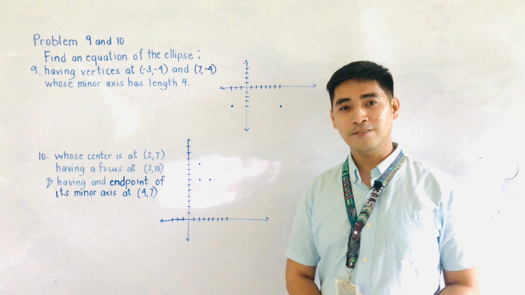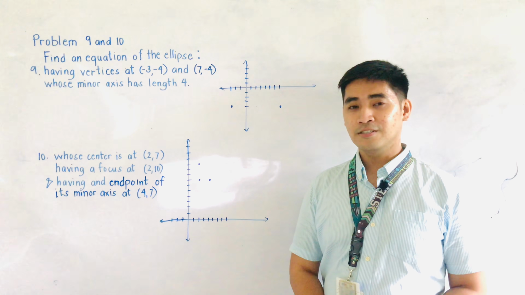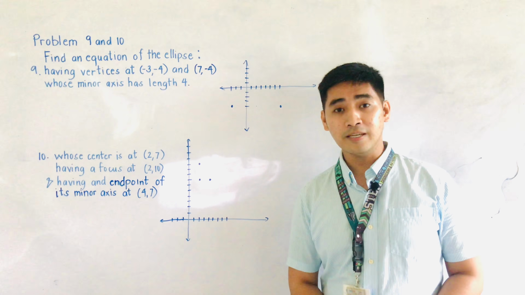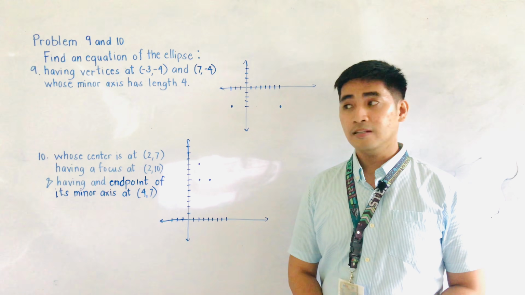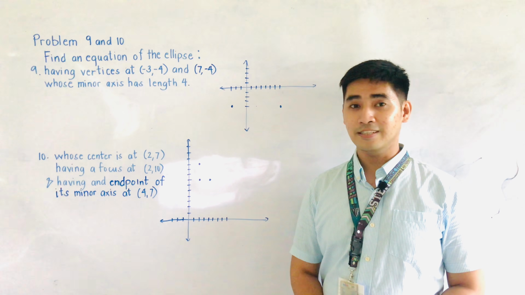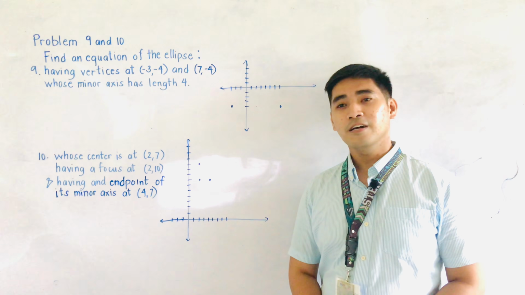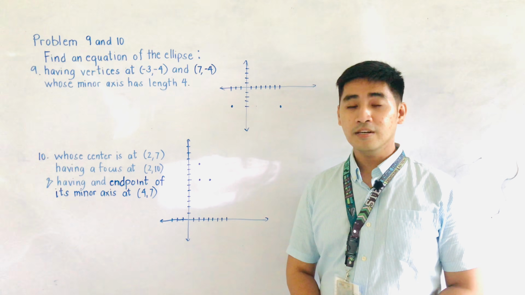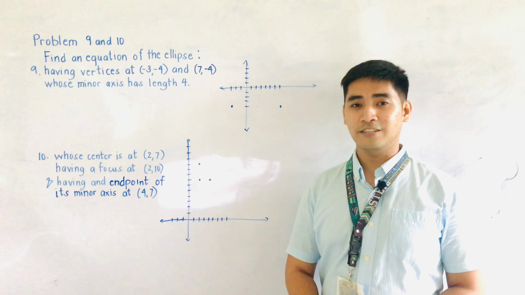Last time we were able to define an ellipse, to write the standard equation of an ellipse, and to determine the center and the vertices, co-vertices, and the foci of the ellipse. For today, we will now be writing an equation of the ellipse if we are given different conditions.